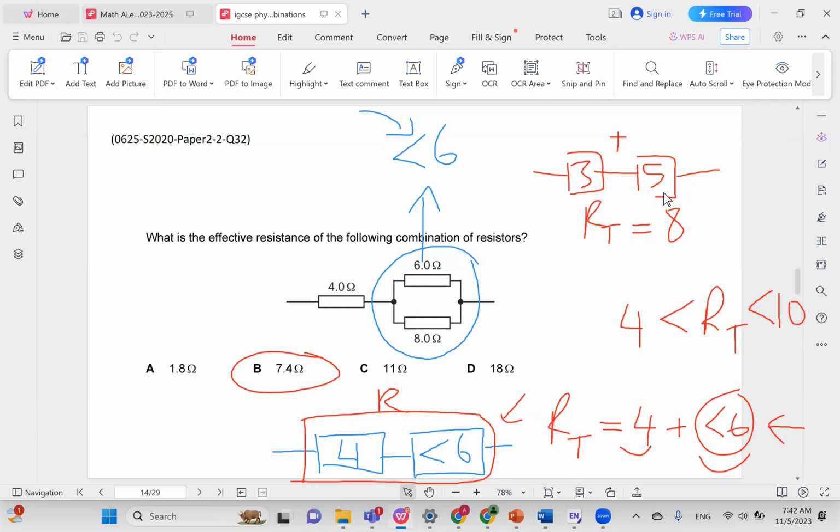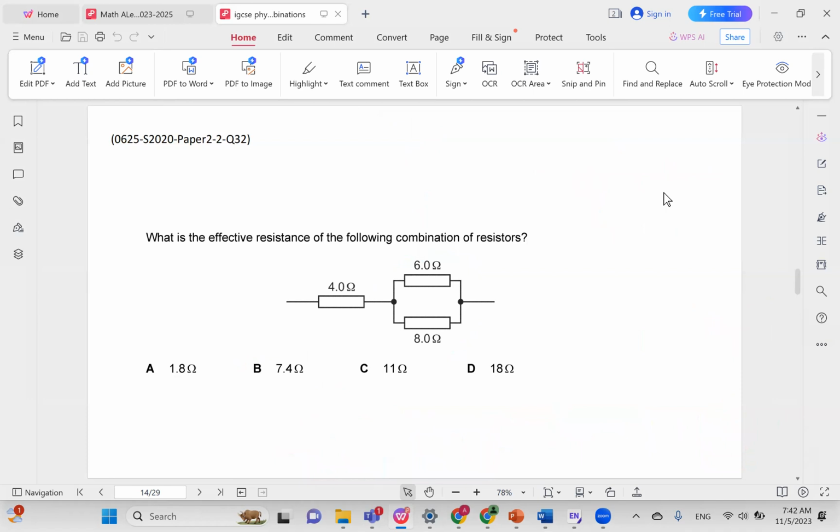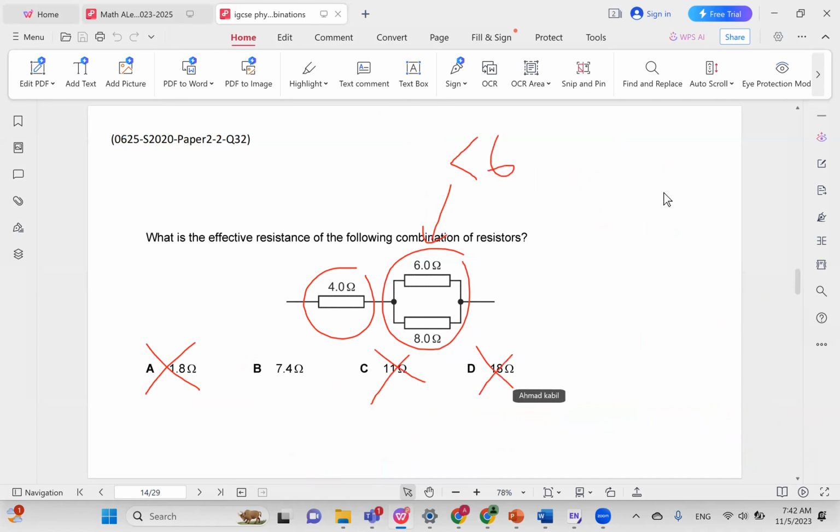Right? So let's summarize this quickly again. By looking at the choices, we definitely know that the arrangement is 4 plus something else. So we exclude choice A. And we know that this combination is less than 6, so the total has to be less than 10. So we exclude C and D, and B is the correct answer.